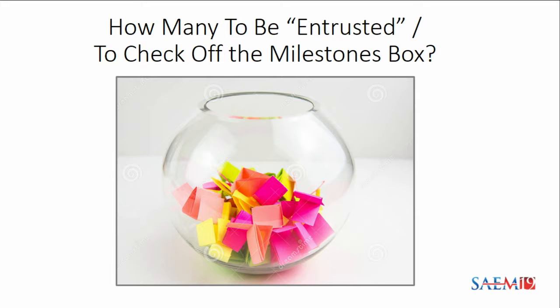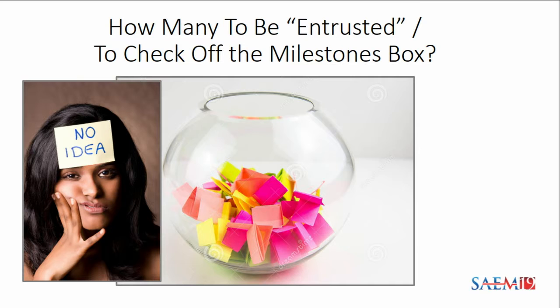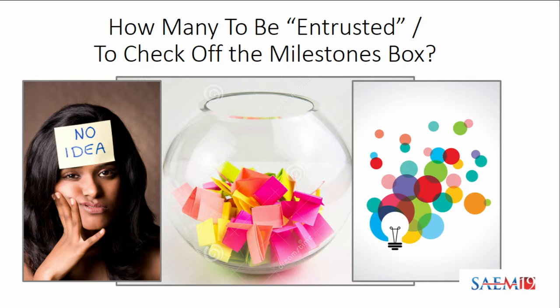So now how many times do you need an EPA to be checked off as independent before you say, yeah, that's good, you are officially entrusted to do that thing? Or how many times do you need the yes checked off in your KSAs for you to say, okay, I'm good to check that one off on the milestones to the ACGME? And the answer is we have no idea, right? This is part of our current work to do. We don't know what this answer is yet, but there's a handful of different concepts that are going to inform the answer to this question.